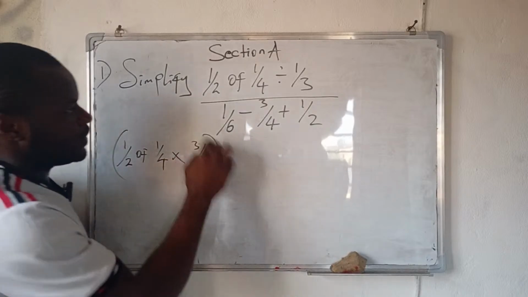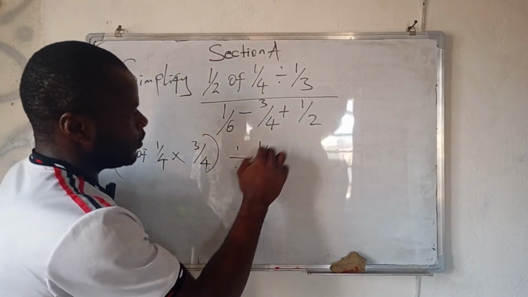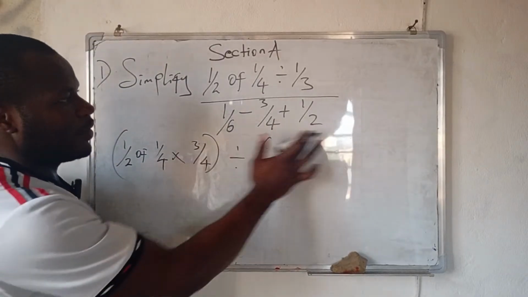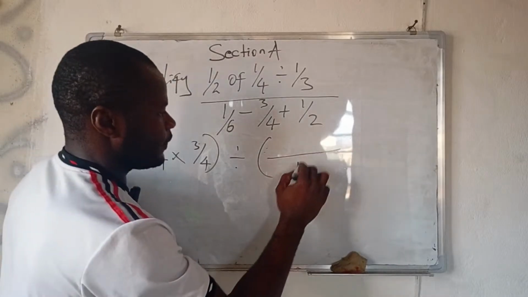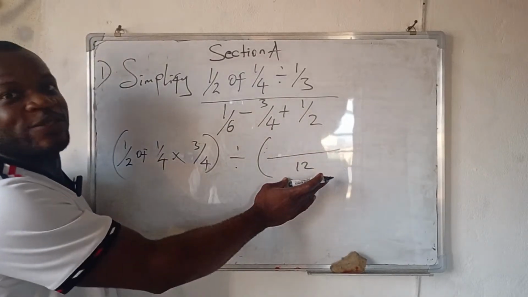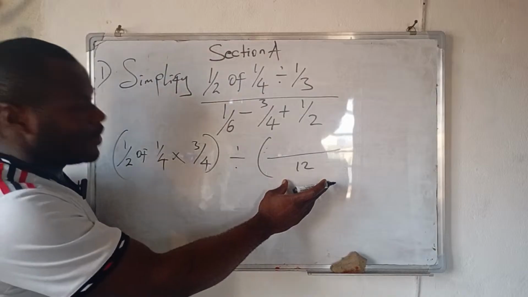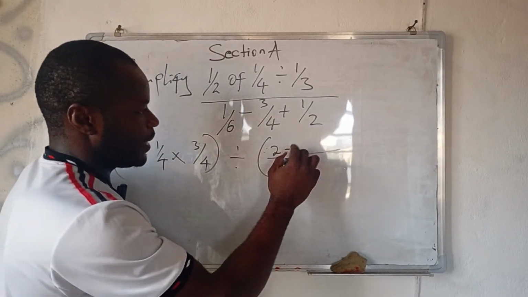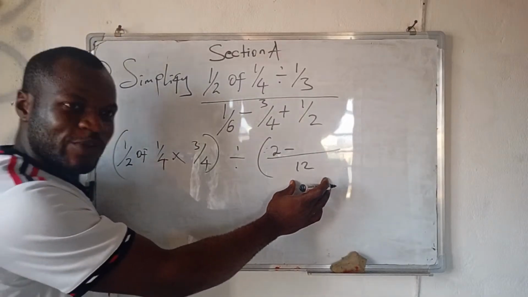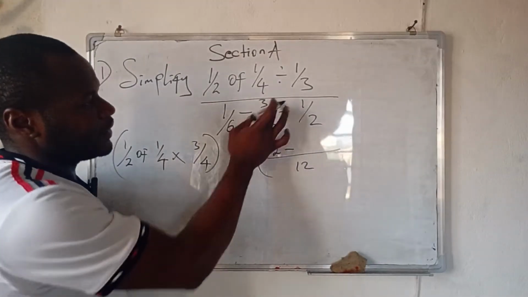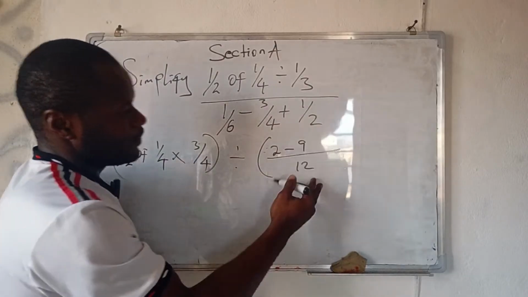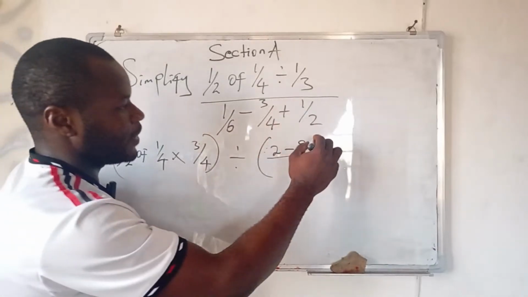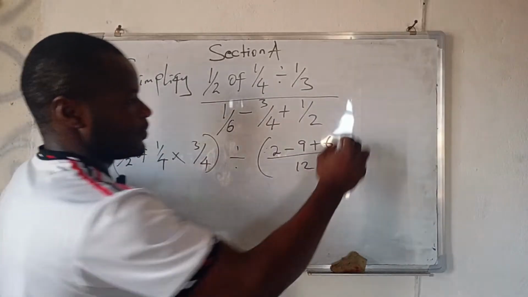And the whole of this thing will be divided by 1 over, looking for the LCM. The LCM of 6, 4, and 2 will give us 12. 6 into 12 gives you 2. 2 times 1 gives you 2, minus 4 into 12 gives 3, 3 times 3 gives 9. 2 into 12, you have 6. 6 times 1, you have plus 6.